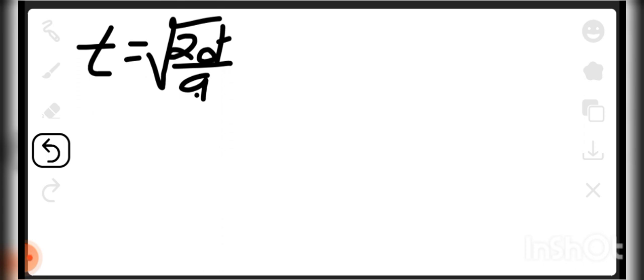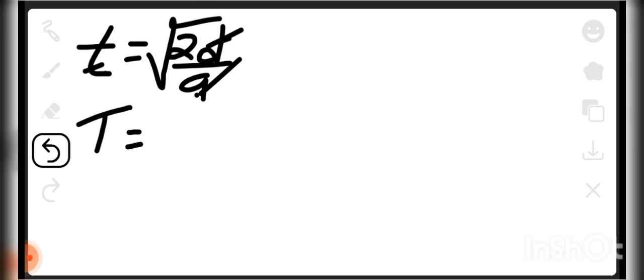Check if the definition or equation is correct. Remember I told you, first thing, identify what is present. We have time, displacement, acceleration. Next, you write out the dimension. What is the dimension for time? T.